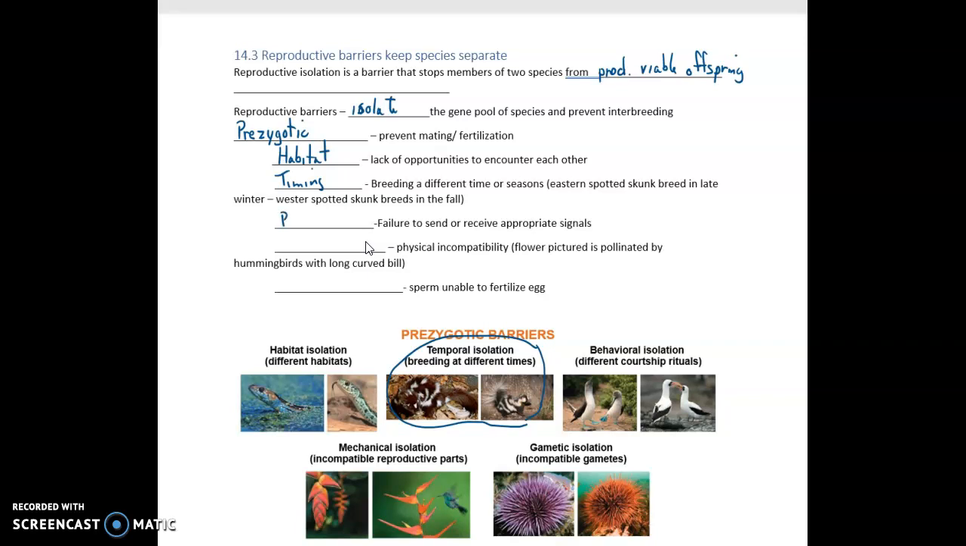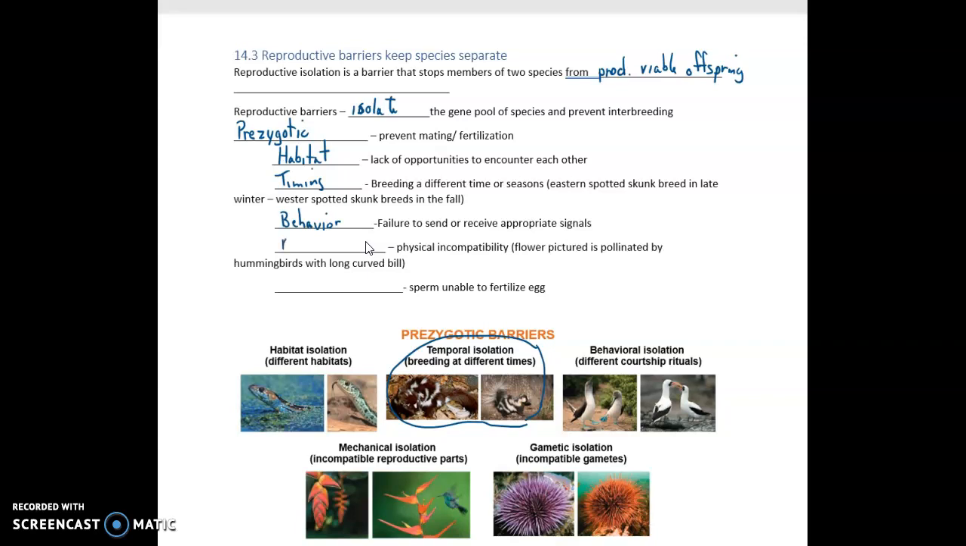Behavior is a third one. Particularly in birds, there's a lot of courtship rituals, and if the male doesn't do the right thing, doesn't sing the right song or dance the right dance, the female won't have anything to do with him.